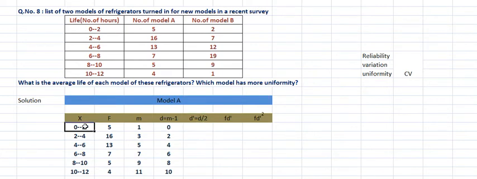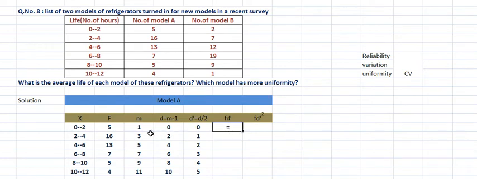2. Why is it 2? The difference of each class is 2. So D divided by 2, all these D numbers divided by 2. So 0 by 2 is 0, 2 by 2 is 1, 4 by 2 is 2, 6 by 2 is 3, 8 by 2 is 4, 10 by 2 is 5. What is F D dash? F is here and D dash is here.